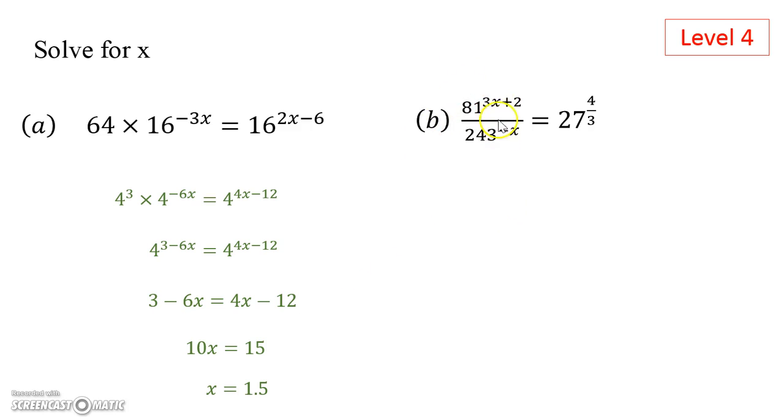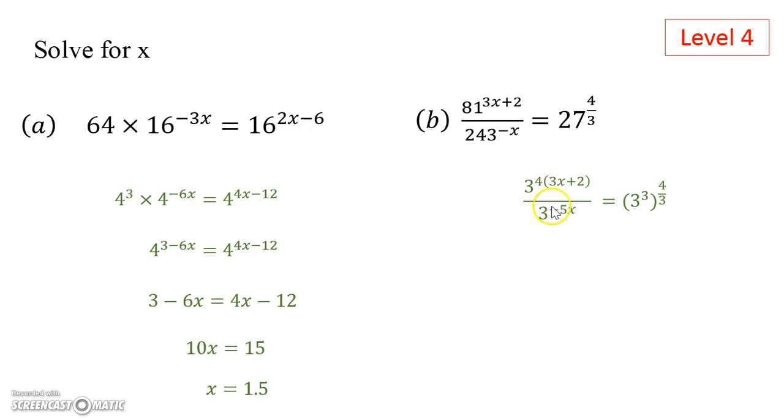Okay, on this side, we make 3 our base. Okay, why 3? Because 9 doesn't work, 27 doesn't work. You keep going until you find something that works. 81 is 3 to the 4. 243 is 3 to the 5. 27 is 3 to the 3.